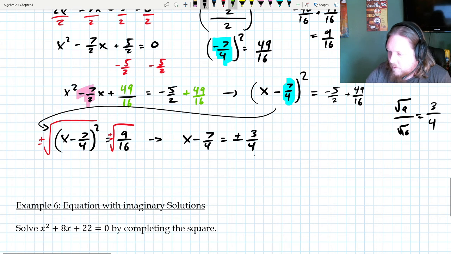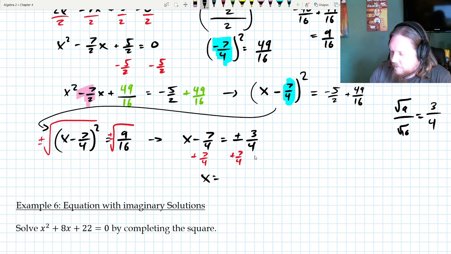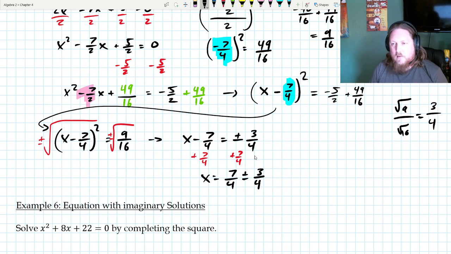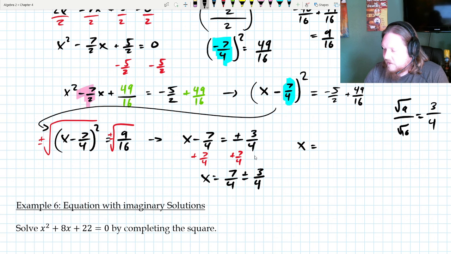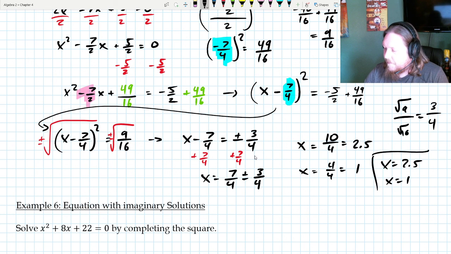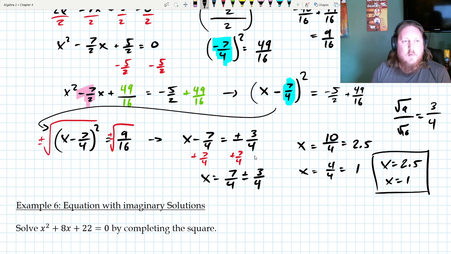All right, almost there, plus 7/4 to both sides. So I get x equals 7/4 plus or minus 3/4, and we are so lucky that they're already common denominators, so we can just solve them out here. 7 plus 3 is 10/4, or 2.5, and 7 minus 3 is 4/4, or 1. So x equals 2.5 and x equals 1. Oops. My 2 looks kind of ugly there. 2.5. There we go. A little bit better.